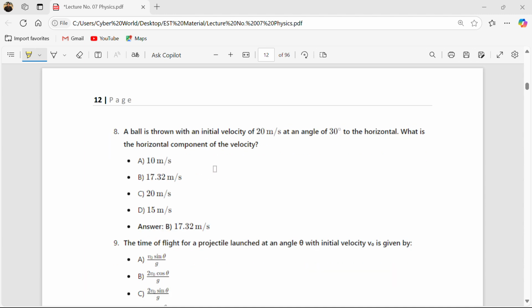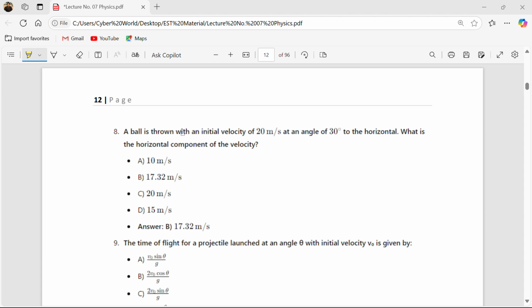A ball is thrown with an initial velocity of 20 meter per second. The initial velocity of the ball is mentioned at an angle of 30 degrees to the horizontal. What is the horizontal component of the velocity? So you have to find the horizontal component of the velocity. So how can you find it? Because we have to find the horizontal component.